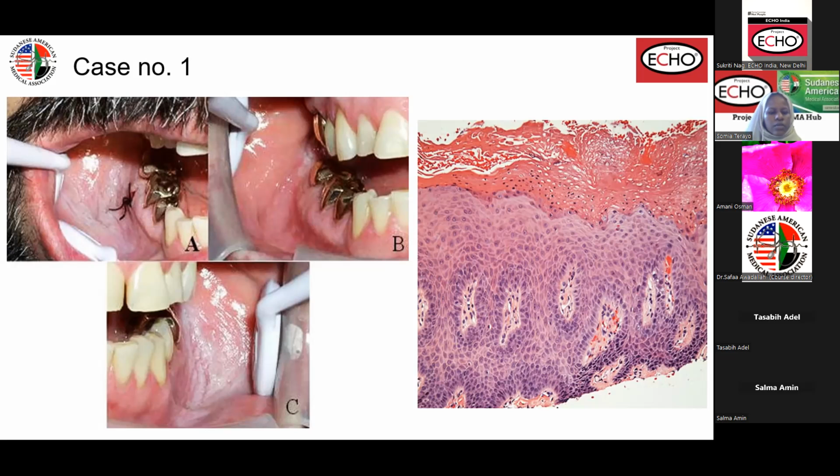I want you to notice that some of the keratin shows nuclei, and this is the parakeratinization, and some of it doesn't show nuclei, and this is the orthokeratinization. So you actually have a mixture of the two. I can point to them here. This is the parakeratinization, and this is the area of orthokeratinization.